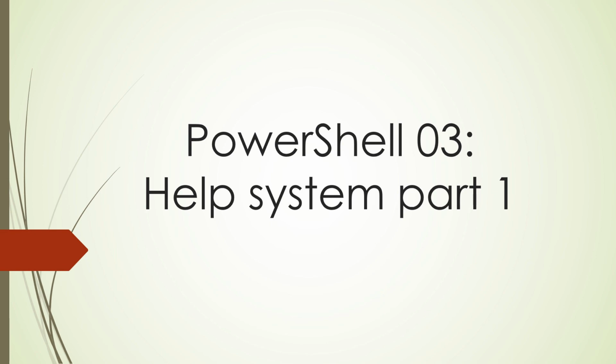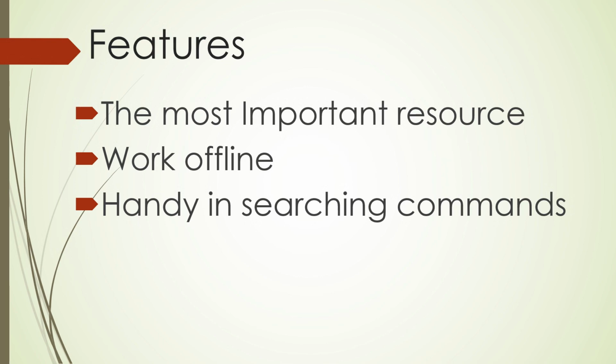The topic of this video is PowerShell Tutorial 3: Helping System Part 1. One of PowerShell's shining features is its helping system. It can be evaluated as the most important resource in PowerShell. If you don't have an internet connection, you can still use the offline help system with abundant information. Even if you have an internet connection, you will still find it handy to search for the commands you want and get your work done. You will see how this can be accomplished in the following demos.